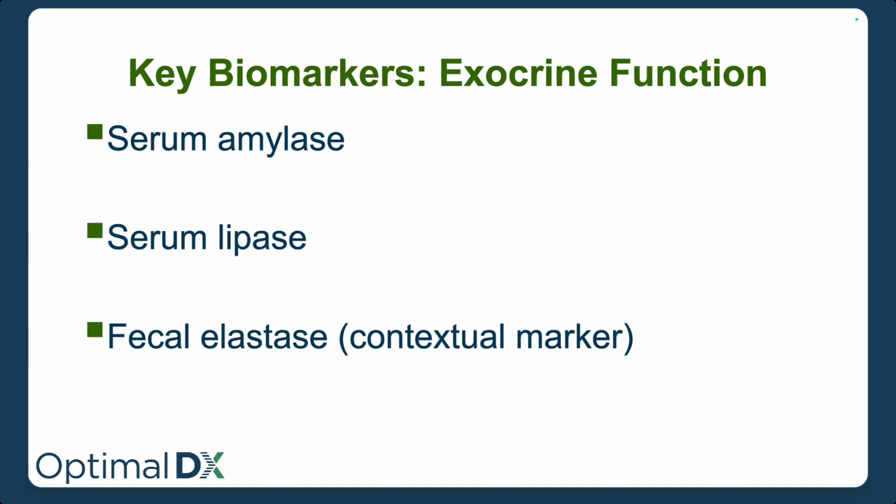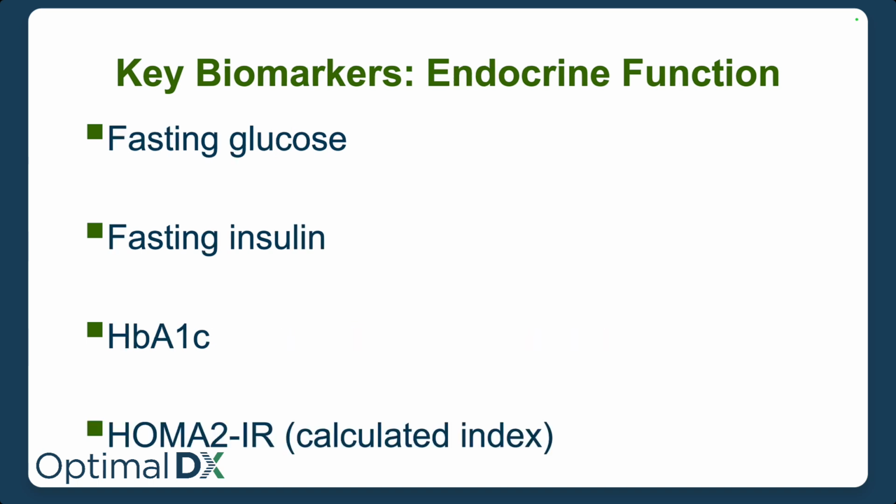Although not part of routine blood work, fecal elastase is also worth noting. It provides direct evidence of enzyme insufficiency, a condition called pancreatic insufficiency, and a number of the functional labs that we work with do provide a great assessment for fecal elastase. On the endocrine side, we've got blood glucose and insulin.